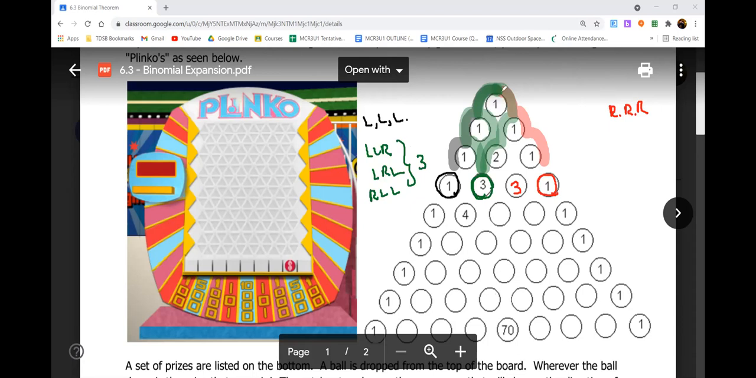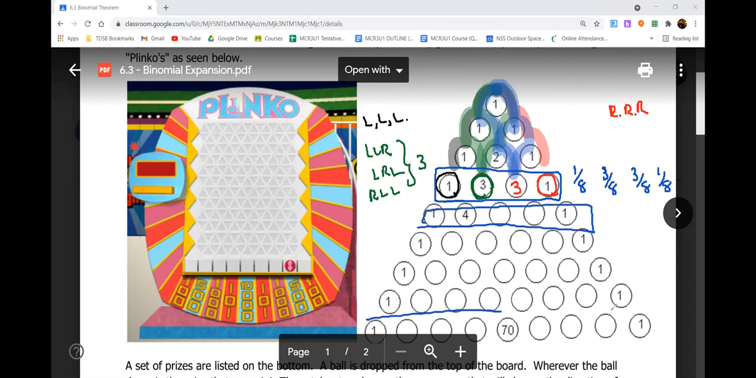The last one, right, right, right. There are 3 different ways I can get to the other 3. So in terms of probability, there's a 1 in 8 chance, a 3 in 8 chance, a 3 in 8 chance, and a 1 in 8 chance to get to any of these balls. The probability of getting into one of these areas becomes more and more spaced out until we get to the very last section where, wow, what's the probability?